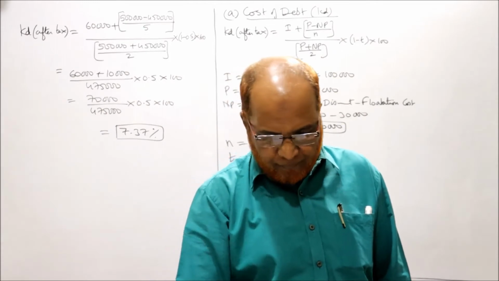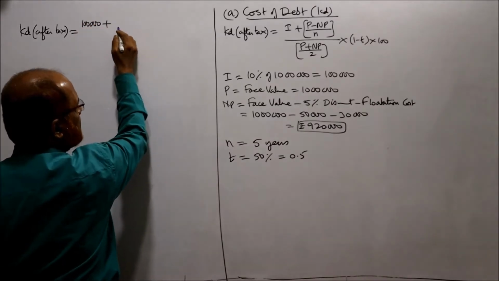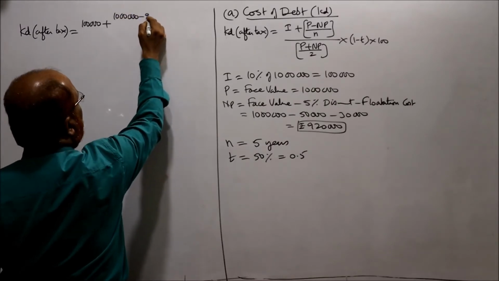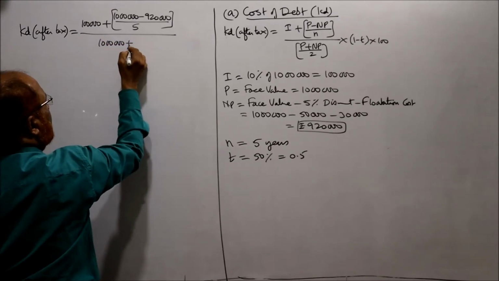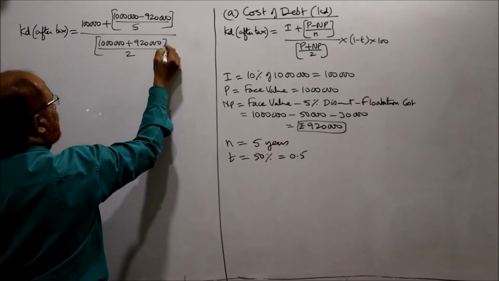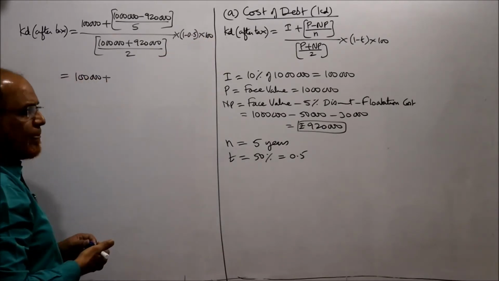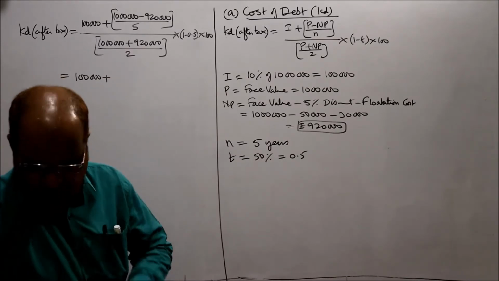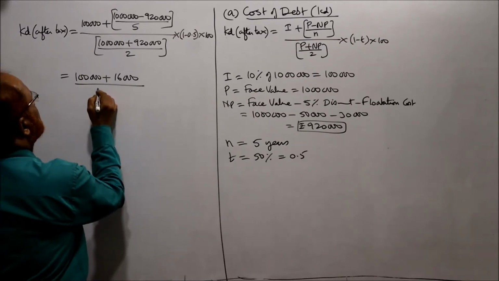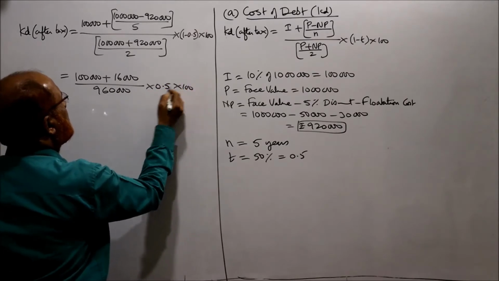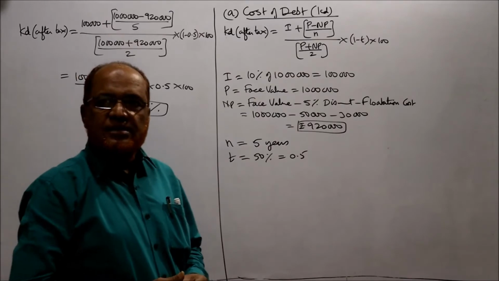Simply we have to substitute in the formula. So I is 1 lakh, plus P minus NP. P is 10 lakhs, minus 9,20,000, divided by 5 years. Whole divided by 10 lakh plus 9,20,000 divided by 2, into 1 minus 0.5, into 100. So it is 16,000 divided by 9,60,000. So it comes to 6.04%. That's it. Exactly similar to the previous problem.